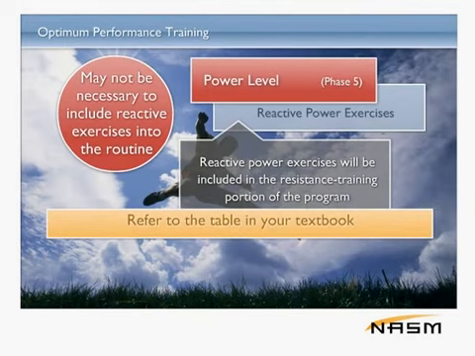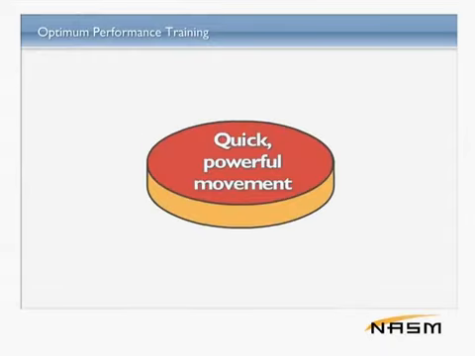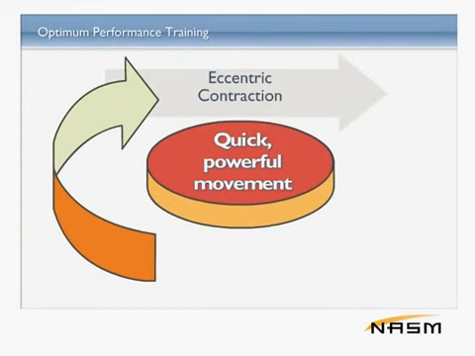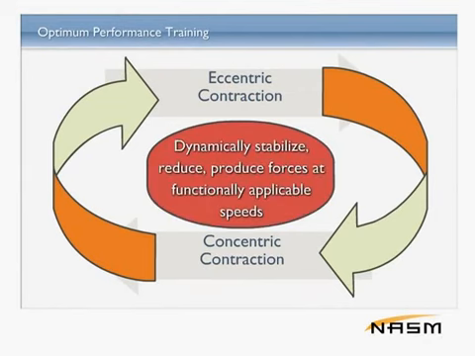You can also refer to the table in your textbook for the appropriate acute variables for each phase of training. In summary, reactive training is defined as a quick, powerful movement involving an eccentric contraction followed immediately by an explosive concentric contraction. Reactive training can enhance one's ability to dynamically stabilize, reduce, and produce forces at speeds that are functionally applicable to the tasks at hand.